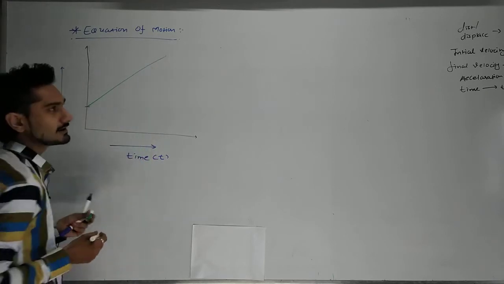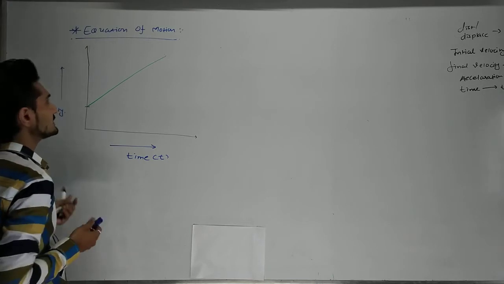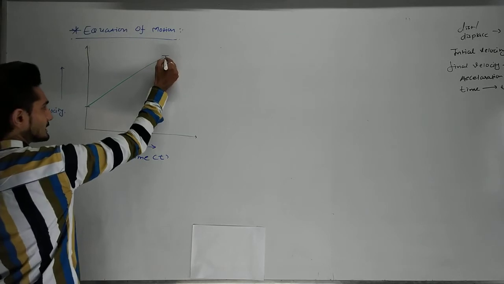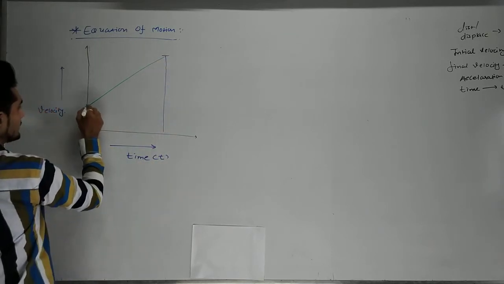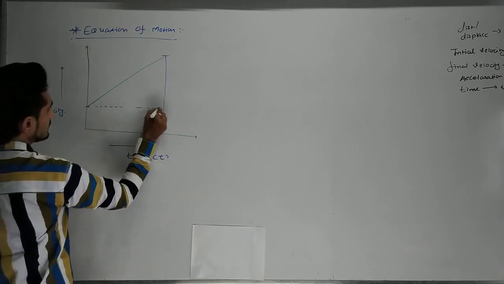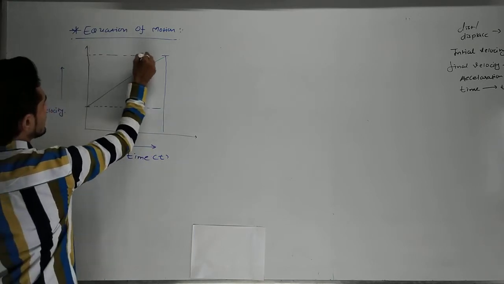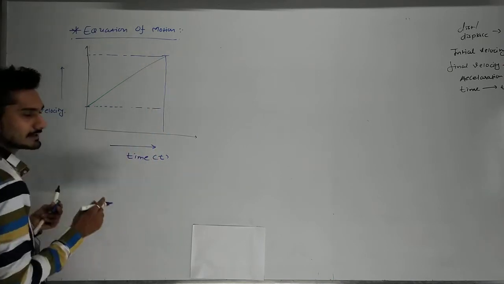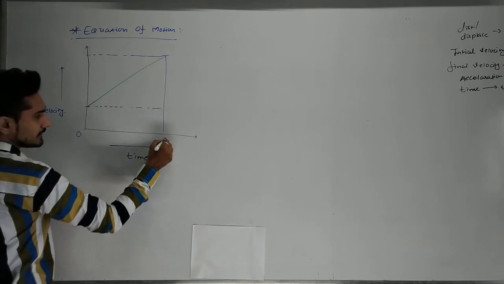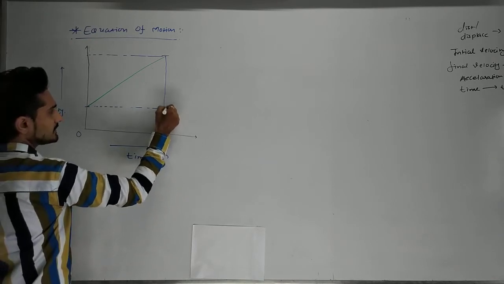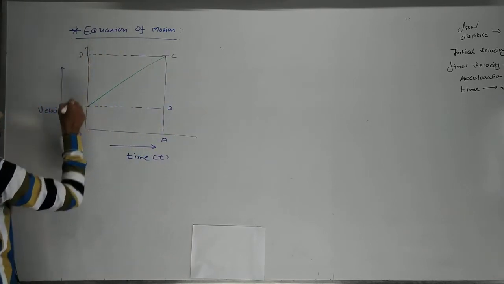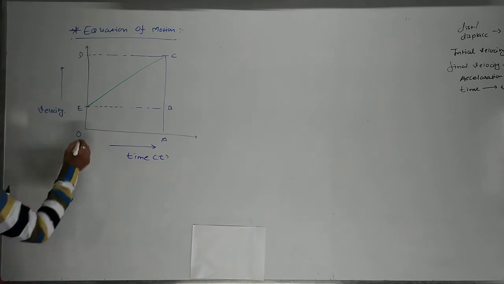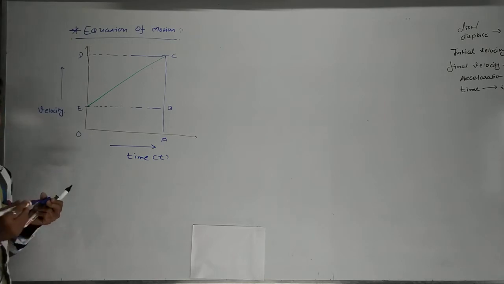It reaches the final velocity, and that final velocity will be represented here. Okay, I draw the line like that, and here I draw the line like that. Also I have to draw a line like here. Now I am going to give each and every point a name. So here I give you O, A, B, C, D and E. This is the easiest way to name the points.